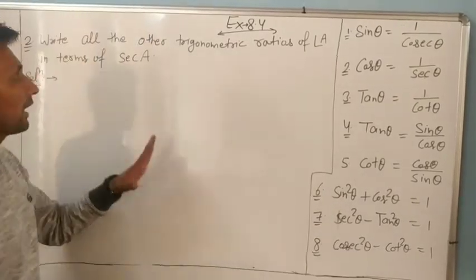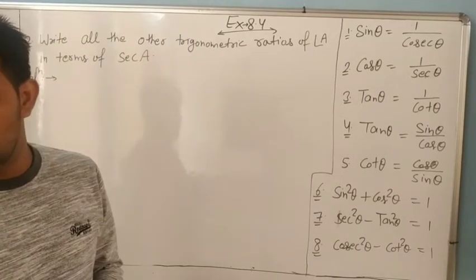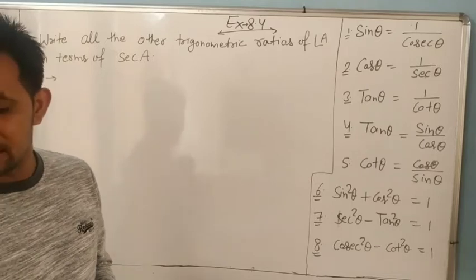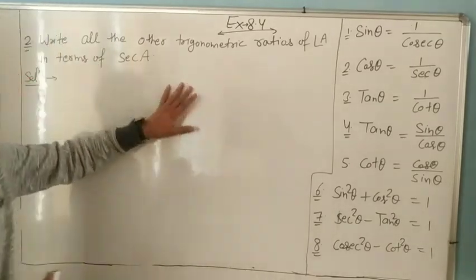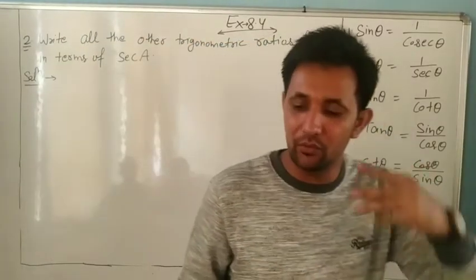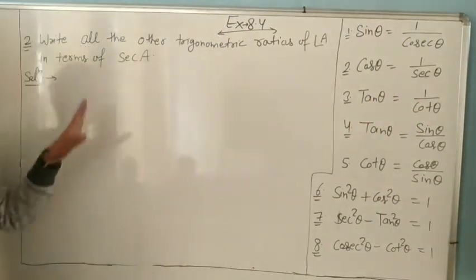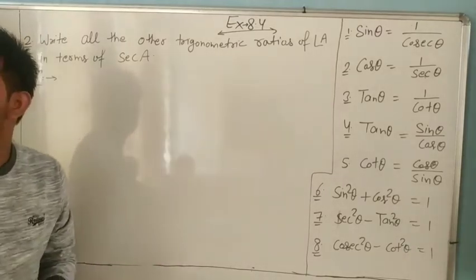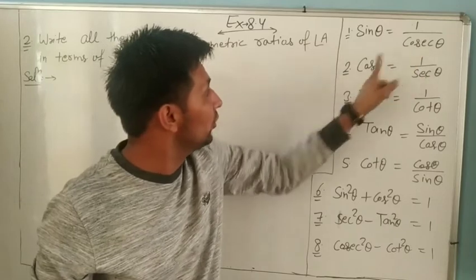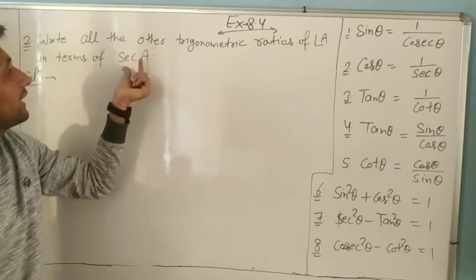Question number 1 and 2 are both the same. In question number 1 we have to express the trigonometry ratios sin A, sec A and tan A in terms of cot A. But in the second question, in the first question only 3 we have to write in terms of cot A. But here dear we have to find all the trigonometry ratios. How many total trigonometry ratios? There are 6. 1, 2, 3, 4, 5, 6.